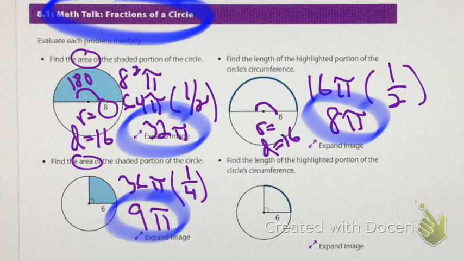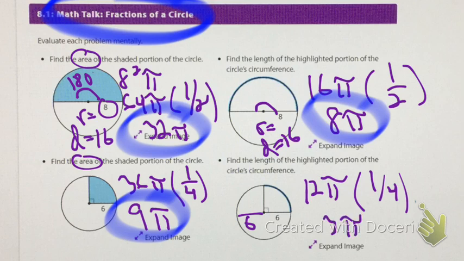And then for the arc length, that's going to be diameter times pi. So that's going to be 6 plus 6, which is 12 pi. And it's still going to be 1/4 of that. So 12 divided by 4 is 3. All right.